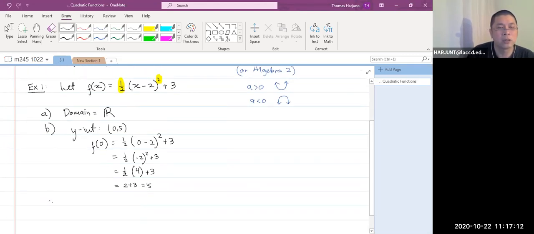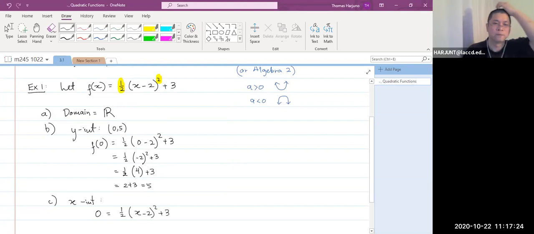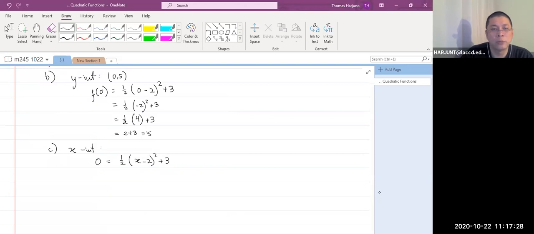And then part C, how about the x-intercept? The x-intercept, we set y equal to 0. Then you use the knowledge we have learned from your test 1, basically how to solve a quadratic equation. And try to benefit from the fact that this is a completed square.